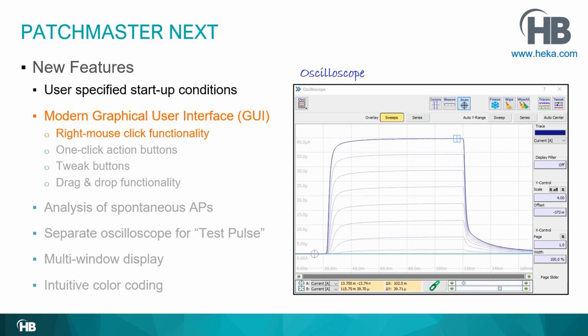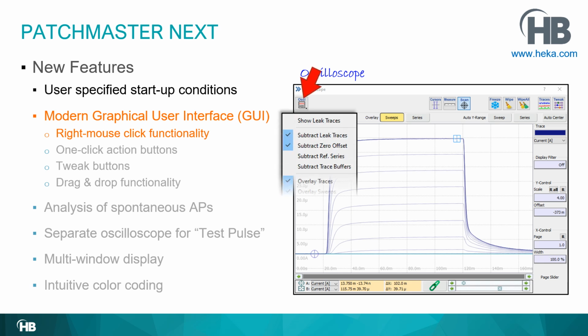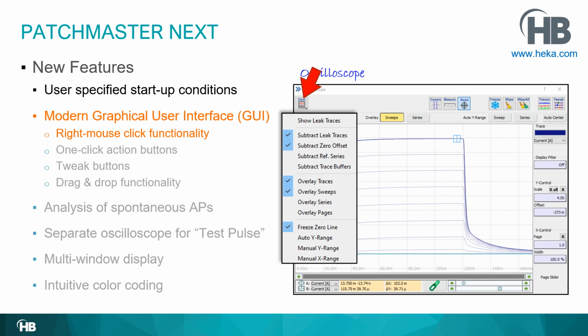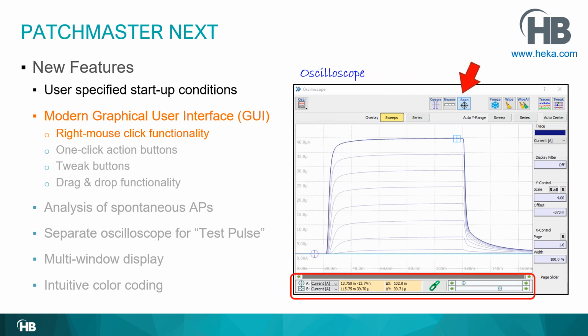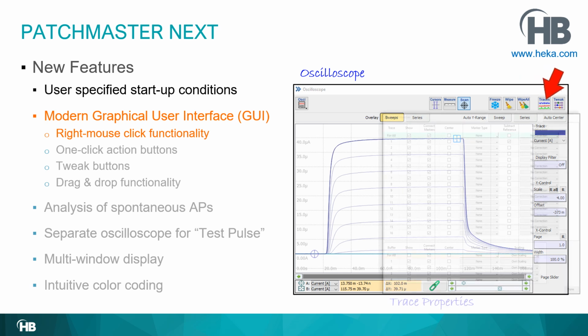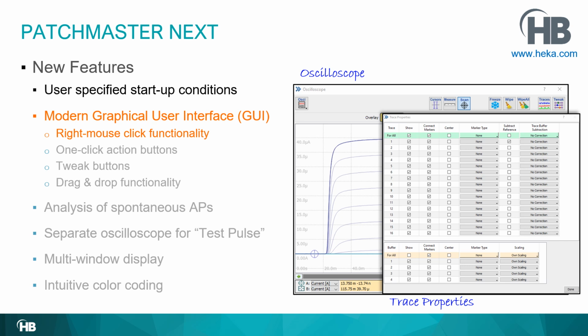But before we get there, let's have a quick look at the top buttons here. For example, this button, when you click on it, it opens a drop-down menu with display-related options. Then there are these 3 buttons here that allow you to analyze the data trace that is being displayed. And then there's this button here that says Traces. When you click on that button, the Trace Properties window pops up. Again, an important window to actually modify or adjust the display settings.